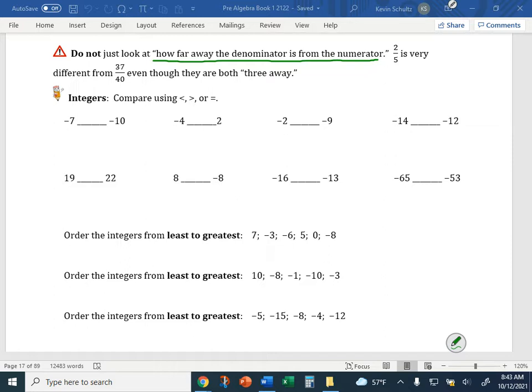Okay, you would never, at least I hope not, tell me that 2/5 is equal to 37/40 because they're both 3 away, right? 2 is 3 away from 5, 37 is 3 away from 40. But clearly those are different fractions, right? We're on the same page here. If you got a test score back that was 2 out of 5, that's not going home, right? That's going in the bottom of the locker. I lost it. Whoops, sorry, parents.